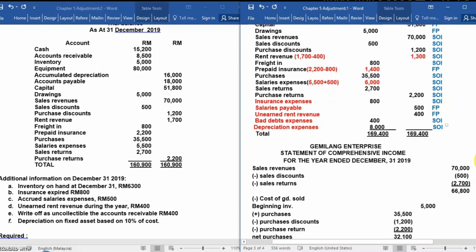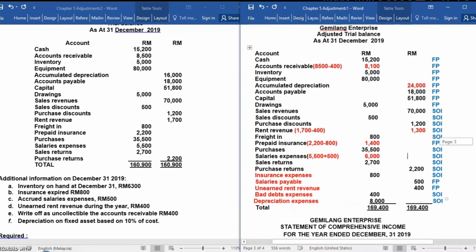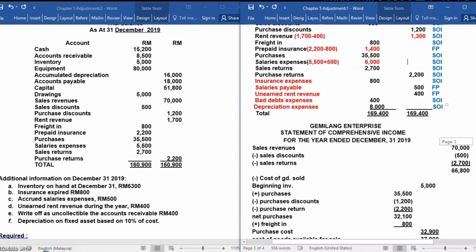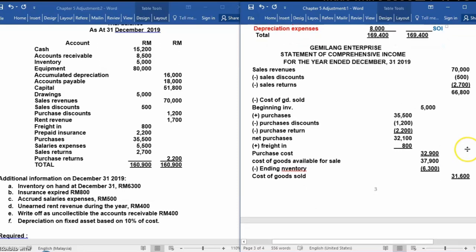From the adjusted trial balance, you can see the black color. This represents the original amount that we get from the trial balance. So now we have to record all the items from the adjusted trial balance into the related financial statement. So we look at the statement of comprehensive income. Sales less sales discount, sales return, we got net sales, and we have to calculate cost of goods sold.